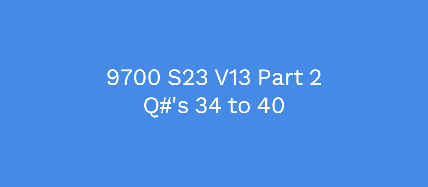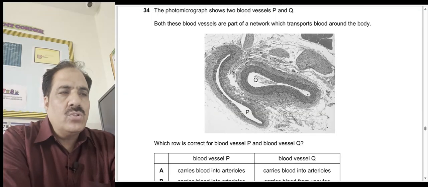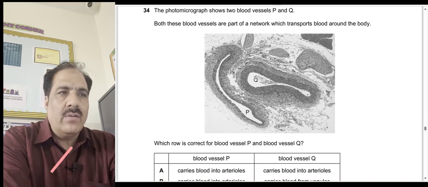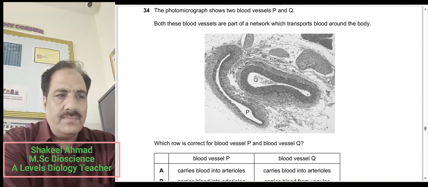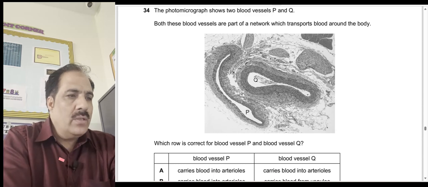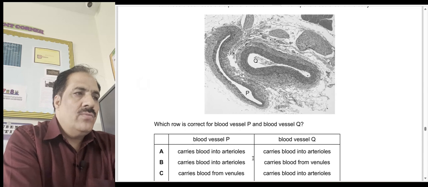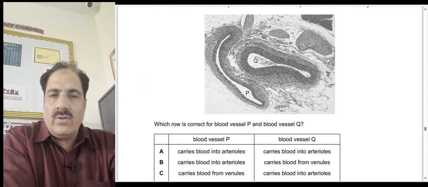Moving on to question number 34. The photomicrograph shows two blood vessels P and Q. Both these blood vessels are part of a network which transports blood around the body. Which row is correct for blood vessel P and blood vessel Q? So first of all, let's have a look at the blood vessels.